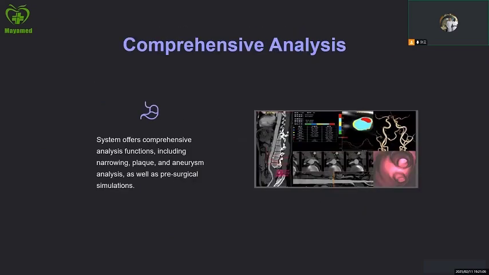And we also have a full set of measurement presets in the CT scan. With these measurements, the doctor can easily measure narrowing, plaque, and aneurysm analysis, as well as do pre-surgical simulation. Everything is very easy in this 32-slice CT.